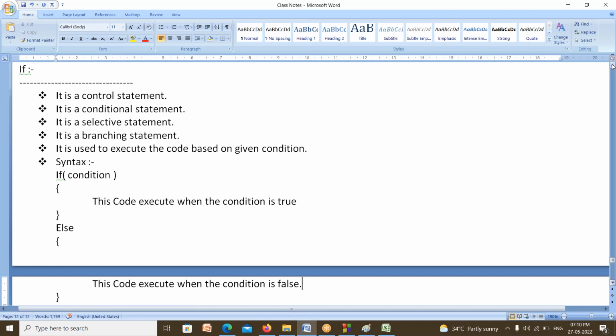Note on this. In if and else there are no capital letters, all are lowercase letters. If is lowercase, else is also lowercase. If and else, these two are keywords. We have to use lowercase letters.